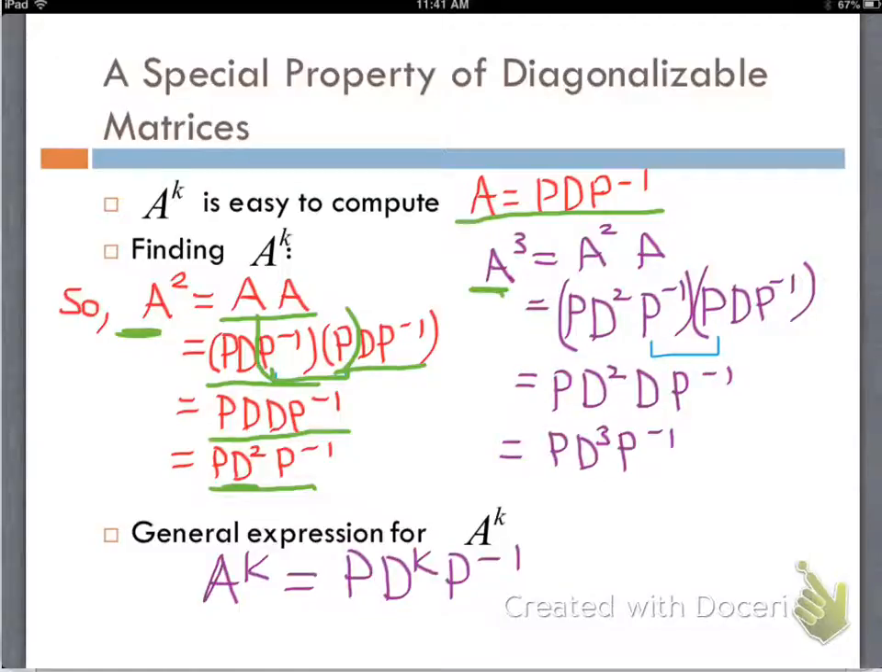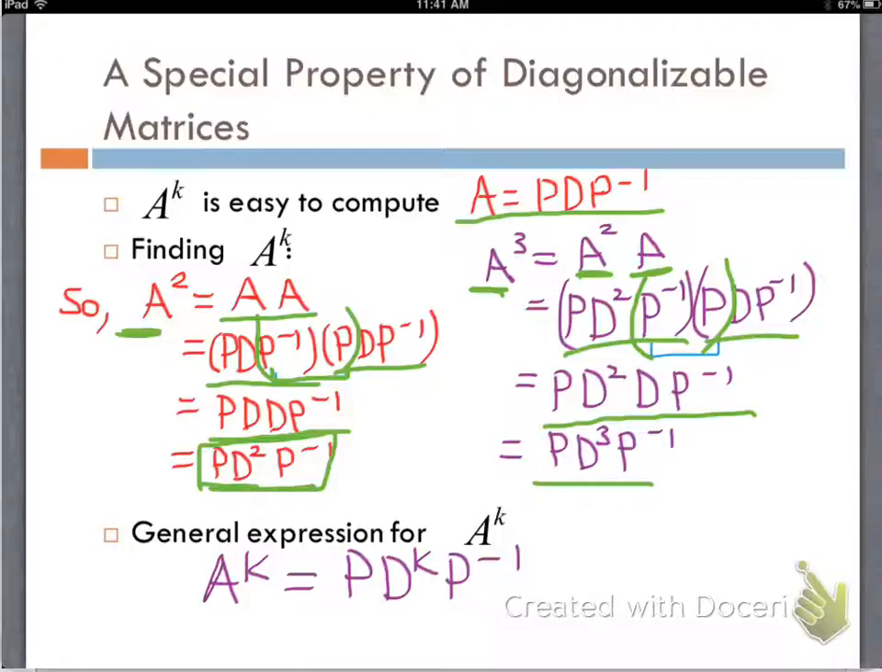Well, A cubed is the same as A squared times A, and I broke it up like that because we know we can replace A squared with that value, and then we already know what A is, right? So this becomes P times D squared times P inverse times P times D times P inverse. And again, we can put those two together, and that becomes the identity matrix. And so we have P times D squared times D times P inverse. It's a lot going on here, but this becomes P times D cubed times P inverse.